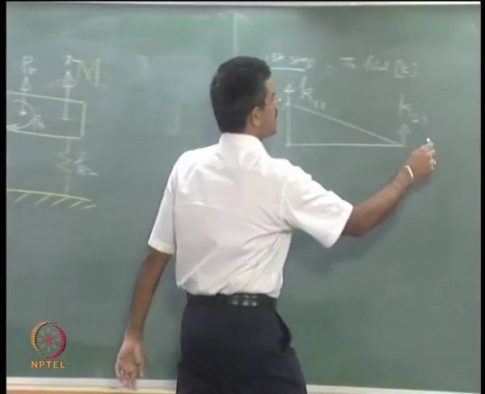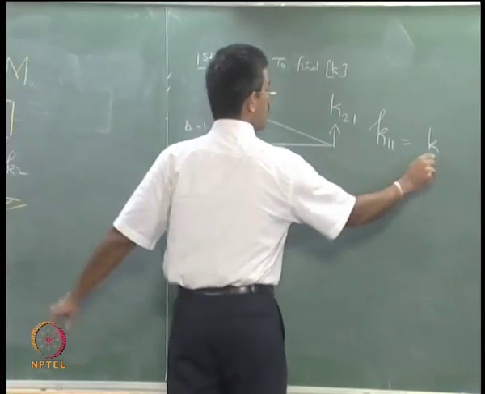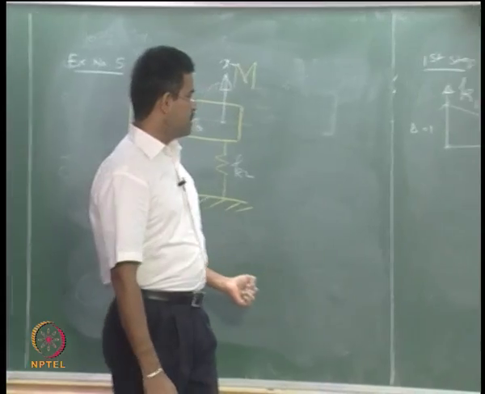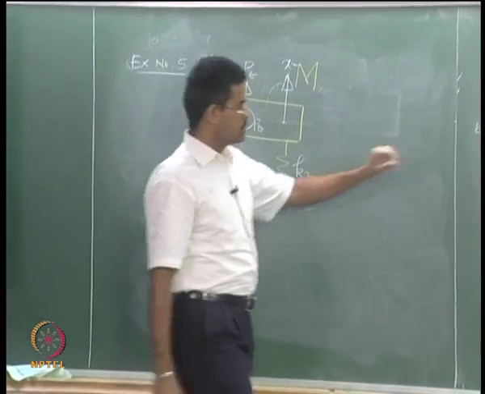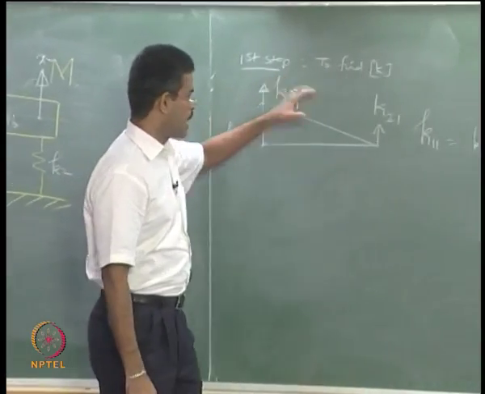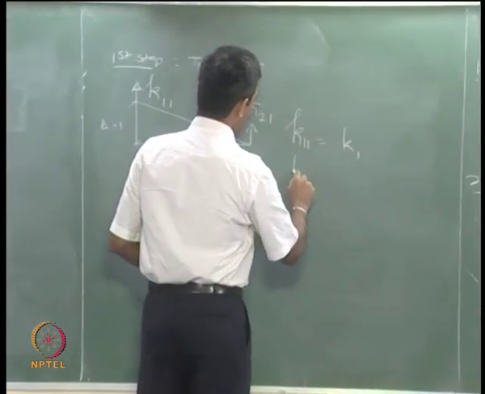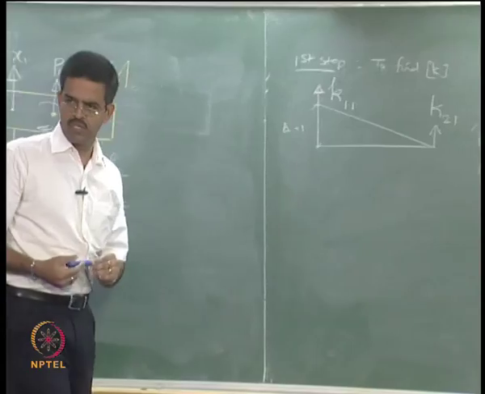Obviously from this figure one can easily understand that K11 is directly equal to K1, because that is a stiffness, because stiffness by definition is force for unit displacement. I am giving unit displacement, therefore this value will be directly equal to my K1, and what will be my K21? No displacement, no force, is it not?